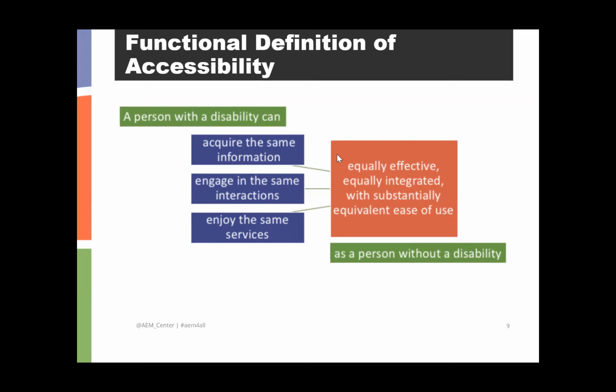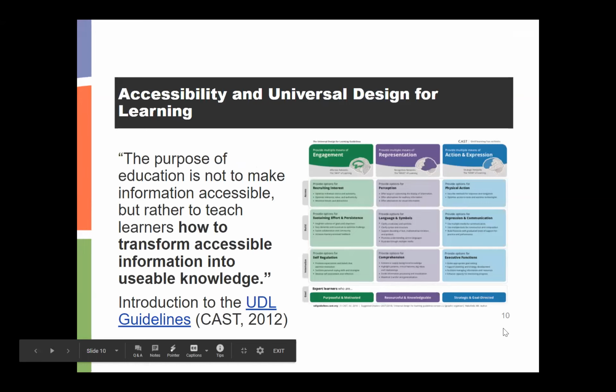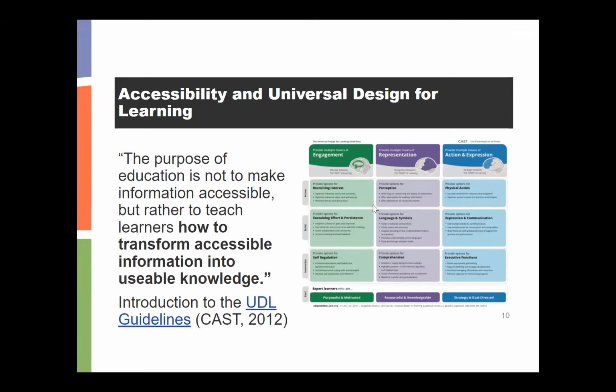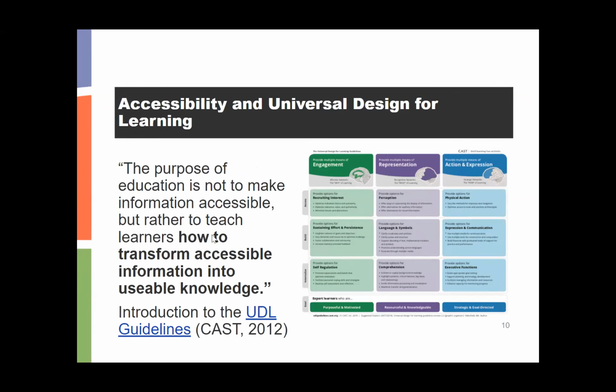So this is a nice slide, kind of shows you accessibility and universal design for learning. So you guys can see here the purpose of education is not to make information accessible, but rather to teach learners how to transform accessible information into usable knowledge. And there's a slide here for universal design for learning, right? This is guidelines for learning, so you can look into that. And it has all these different things about engagement, representation, action, and expression.